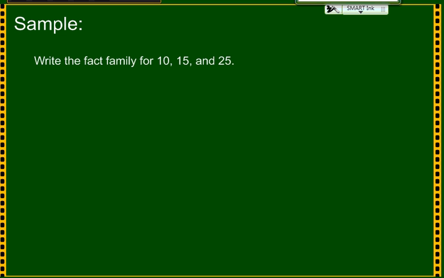So here's your sample problem to get you on your way as you finish up your notes. And we'll start with this one. That is lesson.